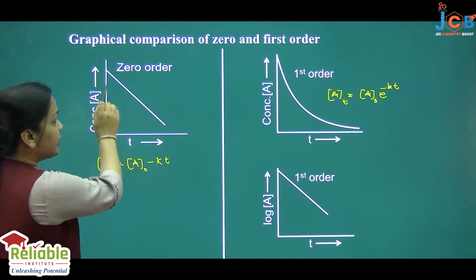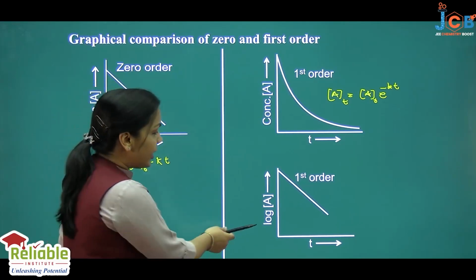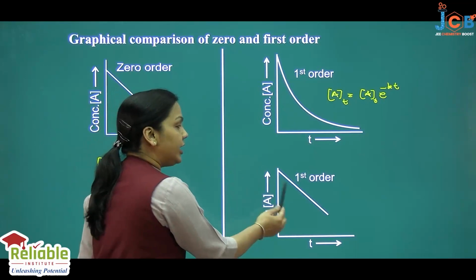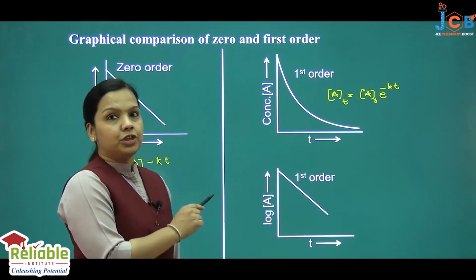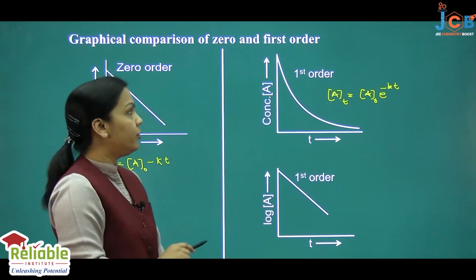Here the concentration versus time is a straight line. In first order, if you want to make a straight line graph, it will be log of the concentration of A left versus T. This would be a straight line in case of a first order. So this was the first graph. Remember it: where does the straight line come, in zero order, and where in first order.